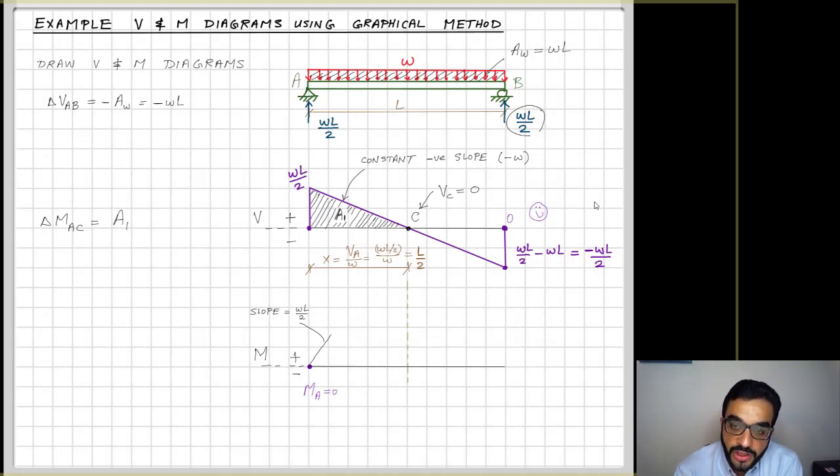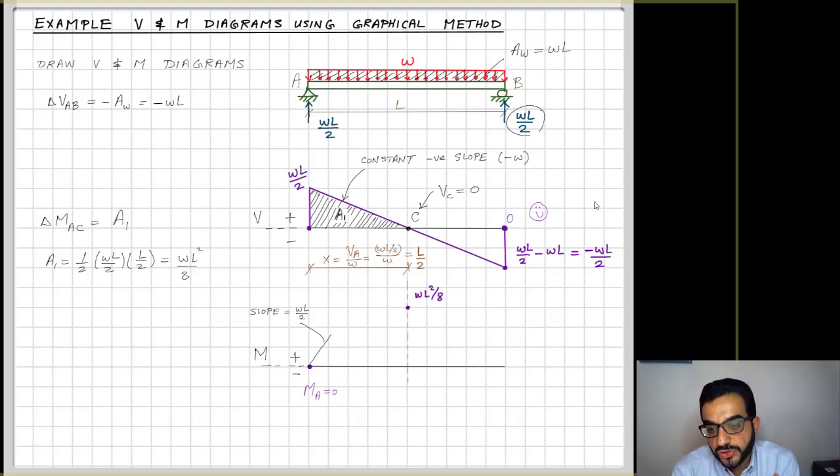Now what will be the change of the value between A and C? It will be equal to the area under the curve of the shear between A and C. So I'll call this area here A1. And this A1 would equal basically the area of a triangle. It's half of the height WL/2 times the base L/2. So that will translate into positive WL²/8. It's a positive area because you're dealing with the positive shear values here. This means that the moment value will increase from A to C by a value of WL²/8.